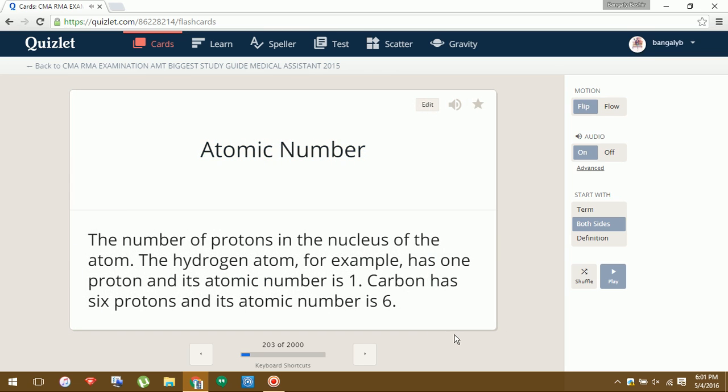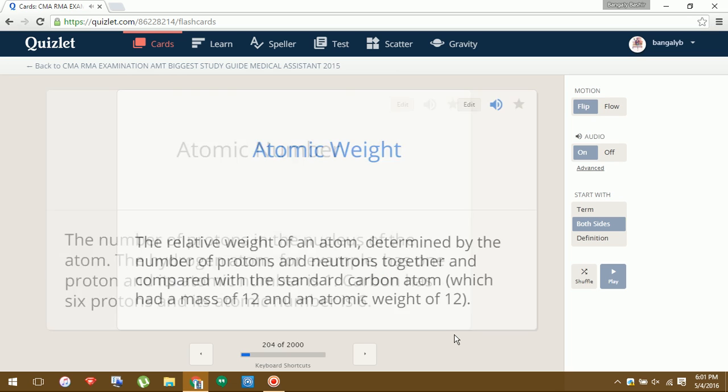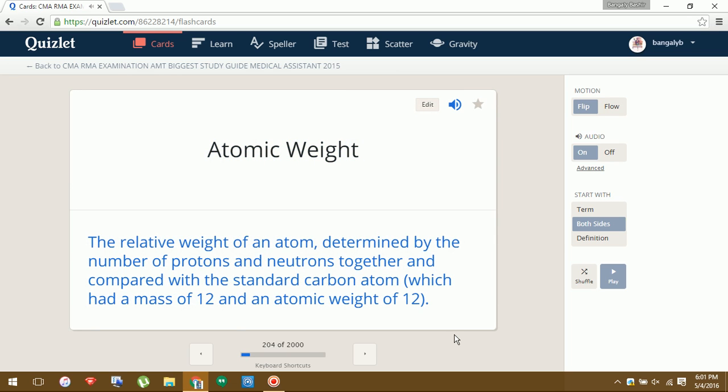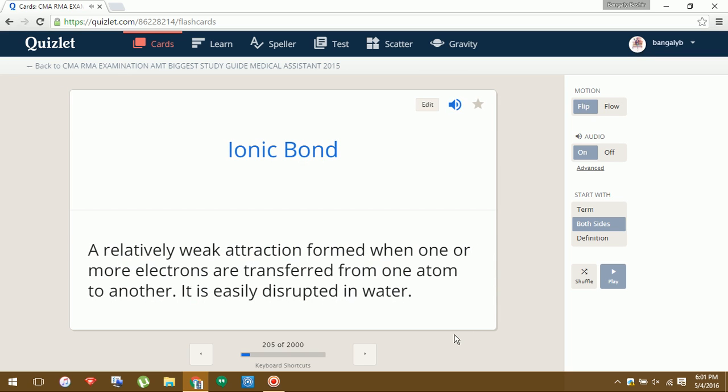Atomic number. The number of protons in the nucleus of the atom. The hydrogen atom, for example, has 1 proton and its atomic number is 1. Carbon has 6 protons and its atomic number is 6. Atomic weight. The relative weight of an atom, determined by the number of protons and neutrons together and compared with the standard carbon atom.